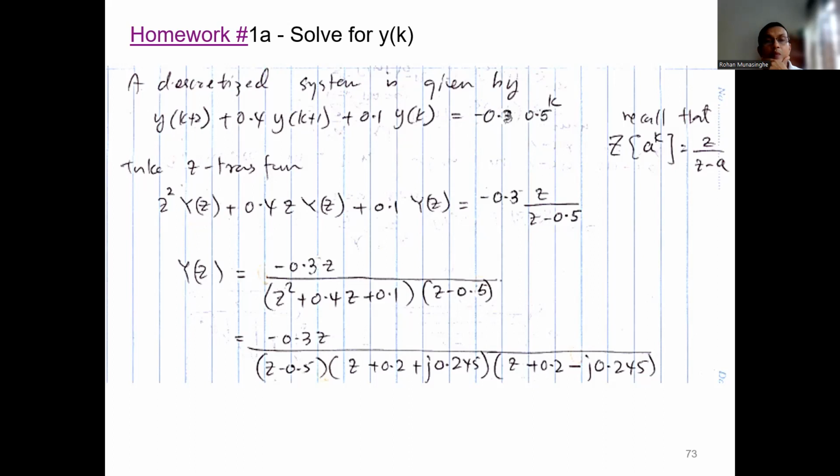So what's next? The first term here remains unchanged. Is it minus 0.5? You just keep it and bring it there. But if you want to do the inverse transformation, then it is simply 0.5 to the power k, where k is the time index in this case. What about this one?